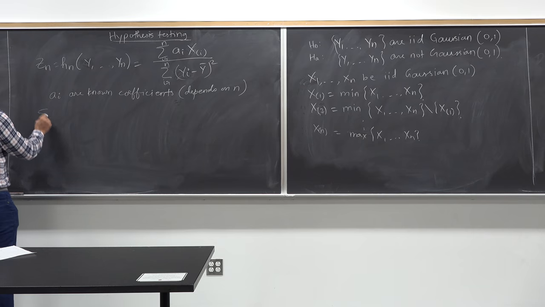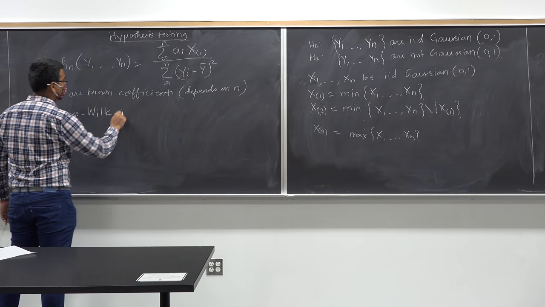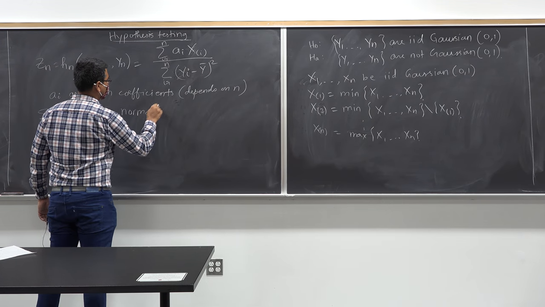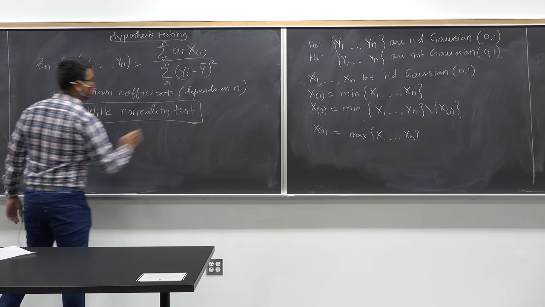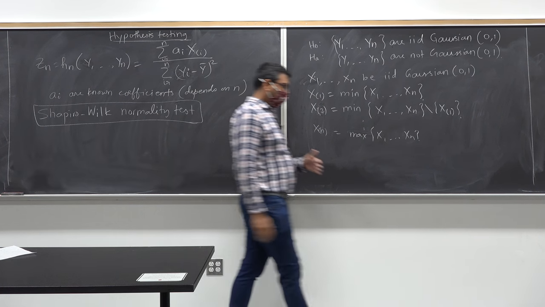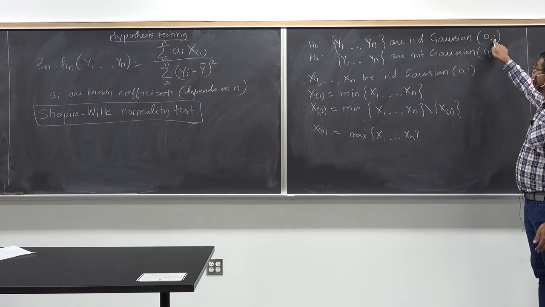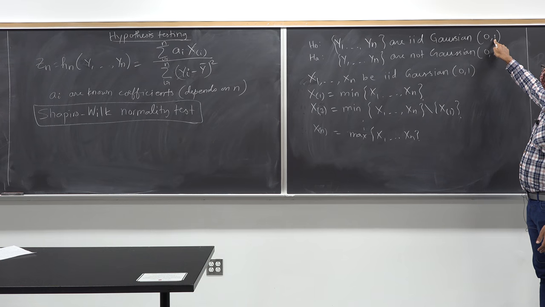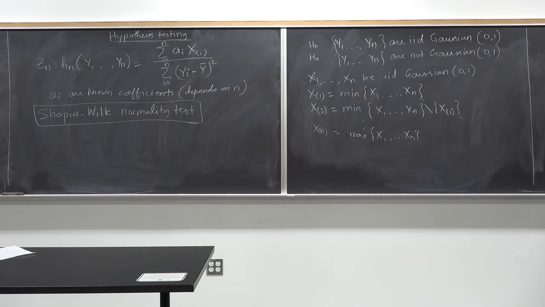I think this is known as the Shapiro-Wilk normality test. It tests whether a given sequence of random variables is IID Gaussian with zero mean and unit variance. And this is the way to test it.